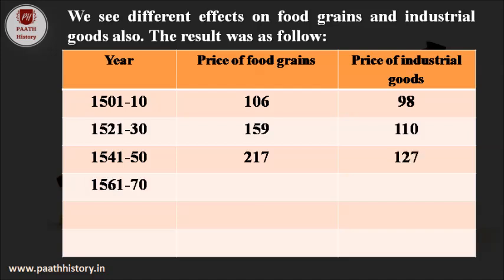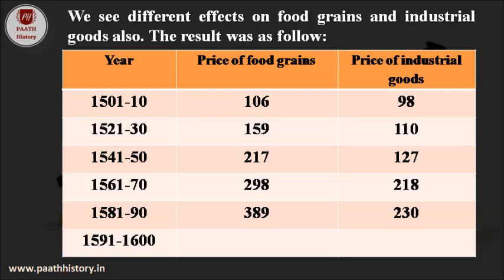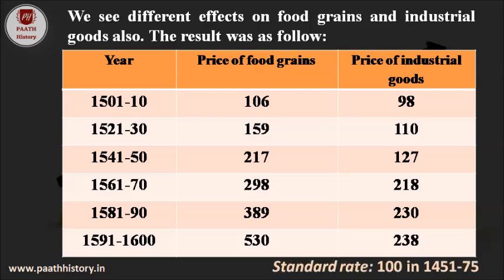From 1561 to 1570, the price of food grains was 298 and the price of industrial goods 218. From 1581 to 1590, the price of food grains was 389 and industrial goods 230. And from 1591 to 1600, the price of food grains was 530 and industrial goods 238. In this case, the standard rate was 100 in 1451 to 1475.